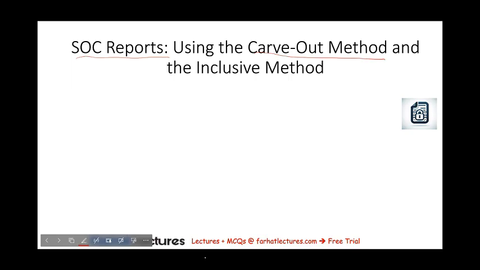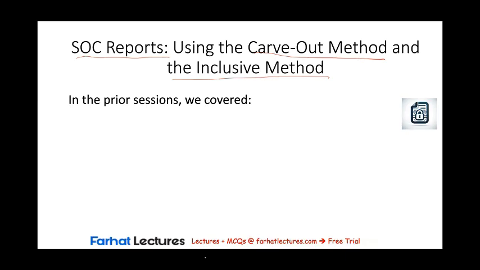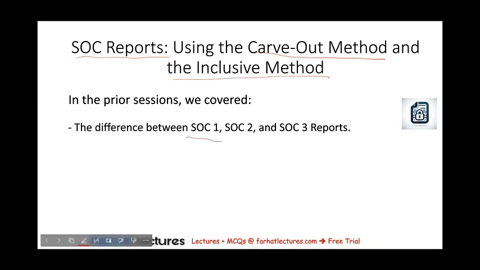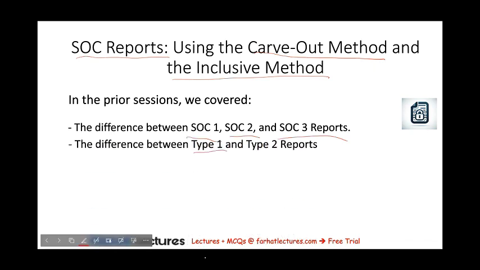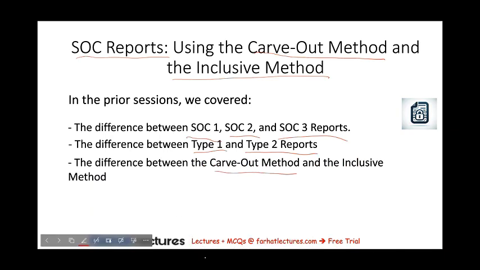I'm here to discuss SOC reports using the carve-out method and the inclusive method. In the prior sessions, Professor Farhat explained the difference between SOC 1, SOC 2, and SOC 3 reports, the difference between Type 1 and Type 2 reports, in addition to the difference between the carve-out method and the inclusive method. So if you haven't watched the previous lectures, please do before this one, because in this session, we'll be discussing the additional information needed in a sample of SOC reports when there are required complementary service organizations and required complementary user entity controls.